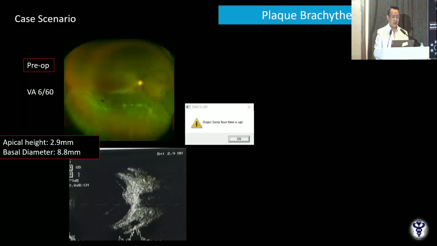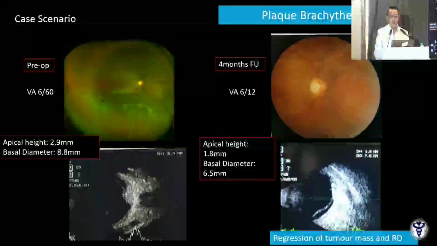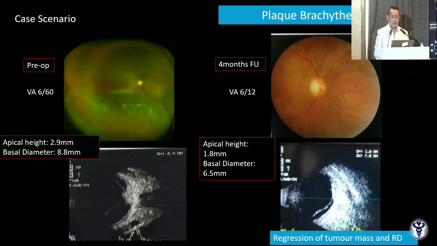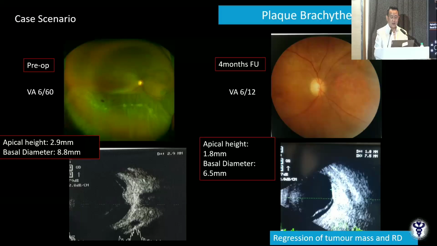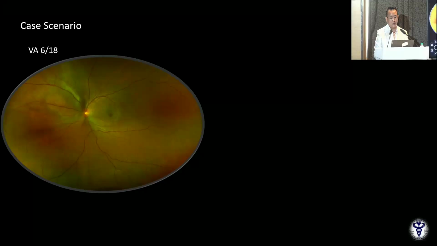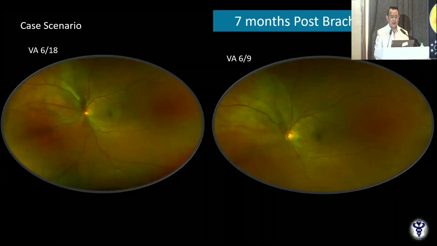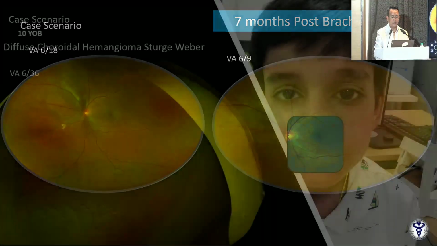Another case scenario where plaque brachytherapy was indicated: in this patient, vision 6/60 with a choroidal lesion on the nasal side, tumor thickness is 2.9 millimeters. Here again, plaque brachytherapy was done, and the visual acuity has improved to 6/12 after 4 months, and the retinal detachment was also resolved in this patient, and the tumor thickness also regressed. Another case where plaque brachytherapy was done with a tumor on the nasal quadrant, and this is the post-plaque brachytherapy. Vision improved to 6/9 at a 7-month follow-up.